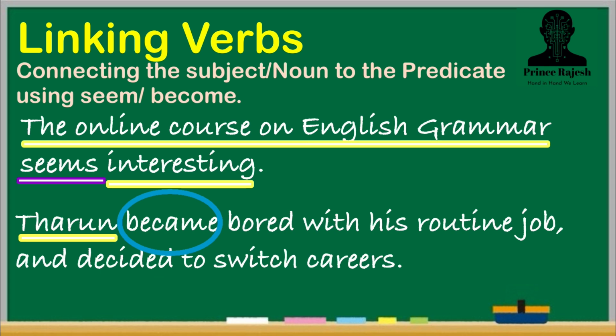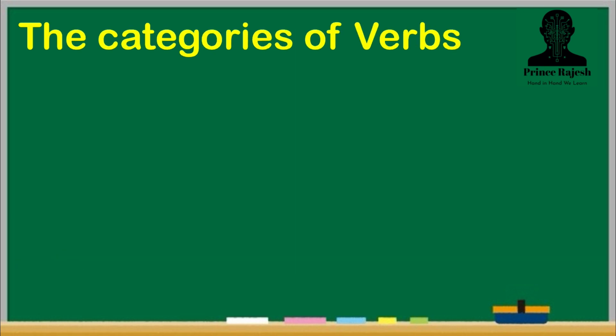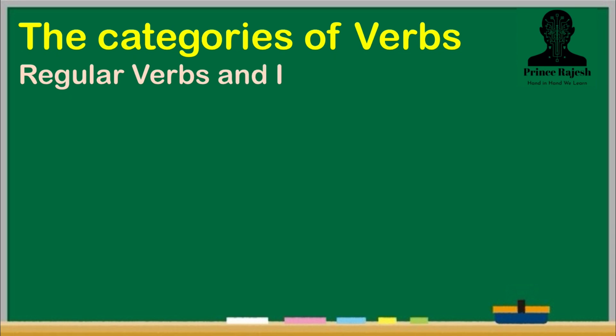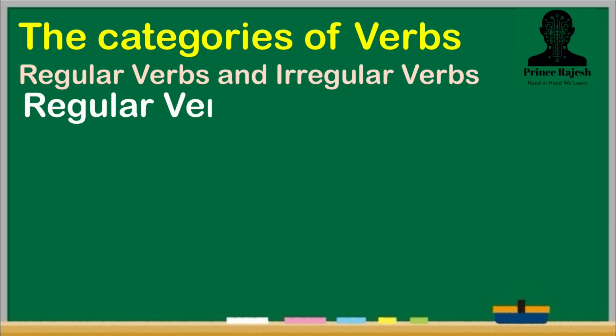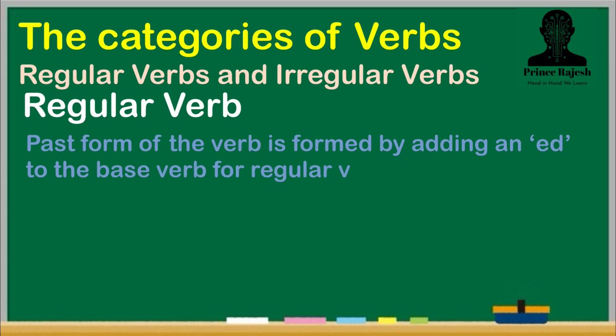Verbs can be divided into different categories according to their behavior when used in a context. Let us look at the categories of verbs. Regular verbs and irregular verbs. A regular verb can be conjugated to show if the action takes place in the past or if the action is taking place continuously. In most cases, the past form of the verb is formed by adding an ed to the base verb for regular verbs.